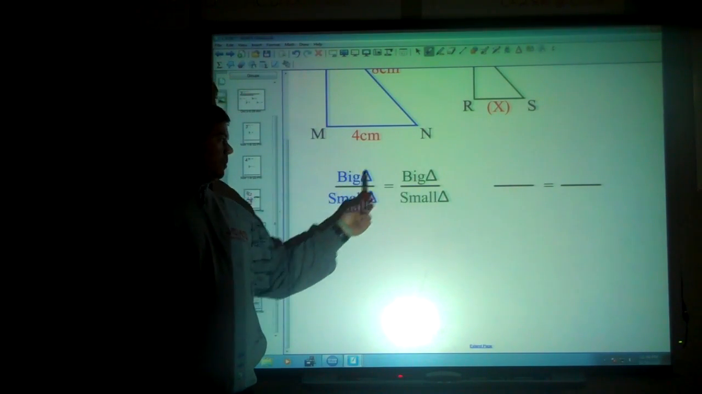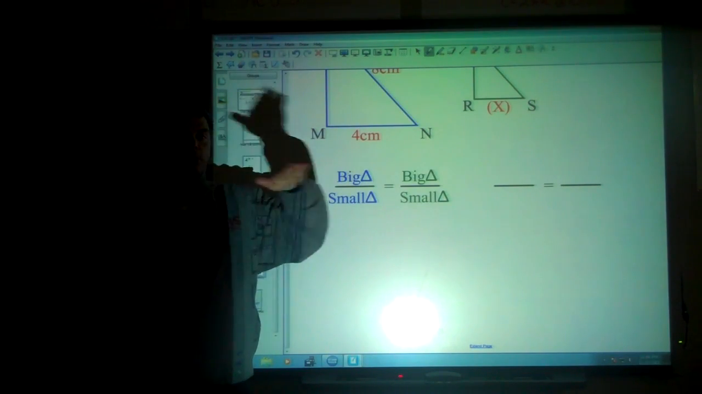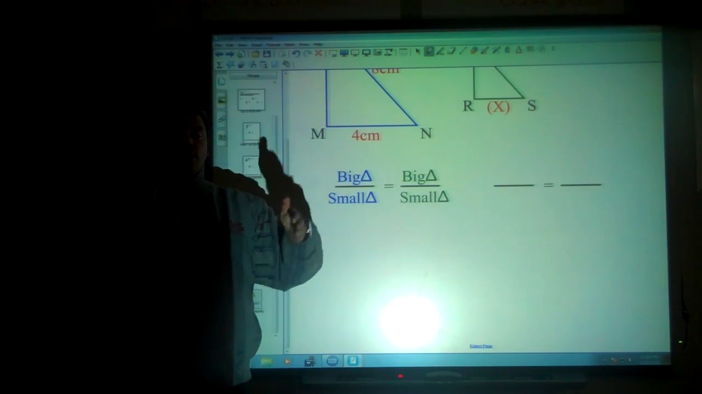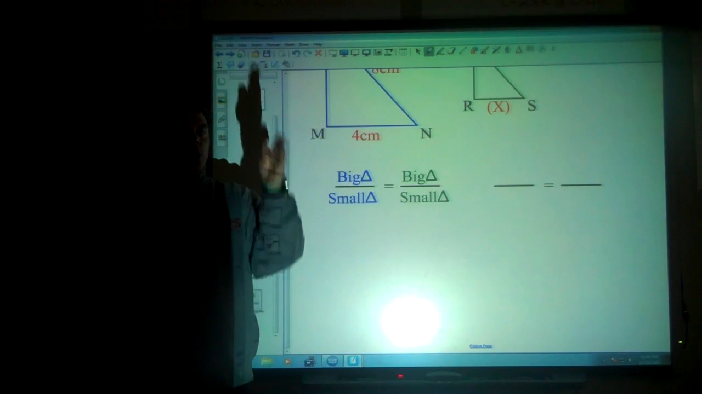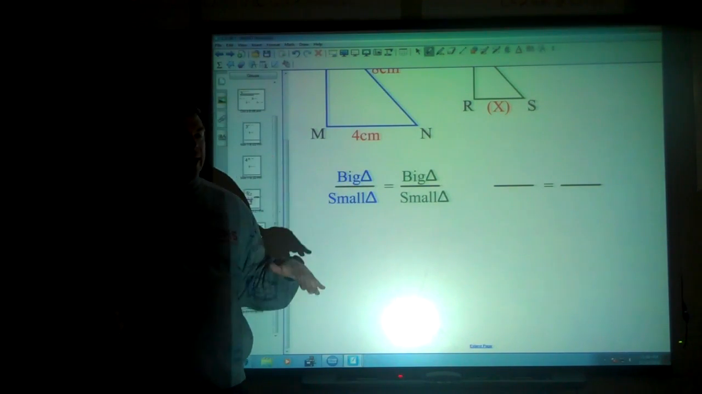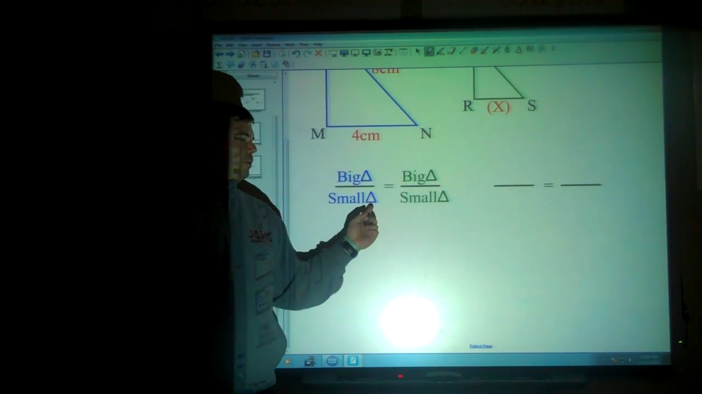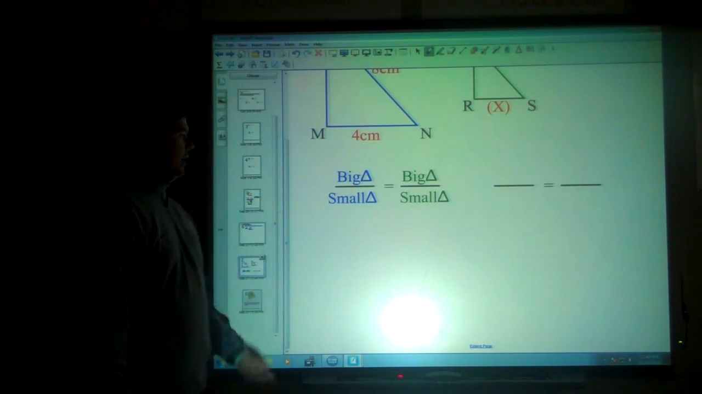I don't want smalls to ever be diagonal. You can either go big to big or big to big. Small to small or small to small. But you can't ever make them diagonal. I don't ever want the bigs to be diagonal from each other, and I don't ever want the smalls to be diagonal from each other.